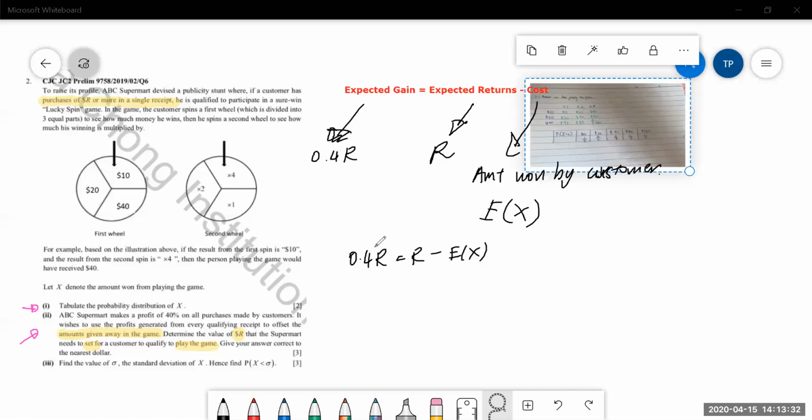This question, I don't understand the phrasing also. Because it's R dollars or more. If anything, they should put "makes a profit of at least 40%".